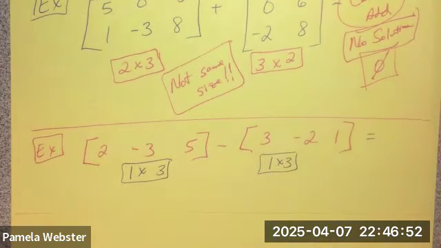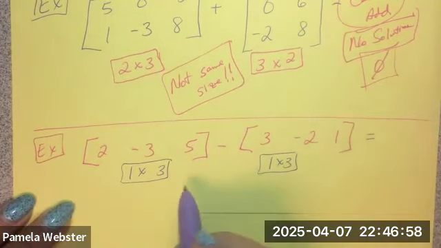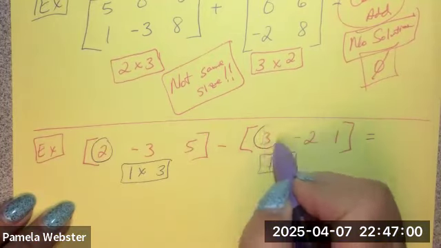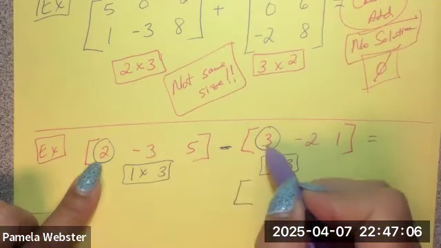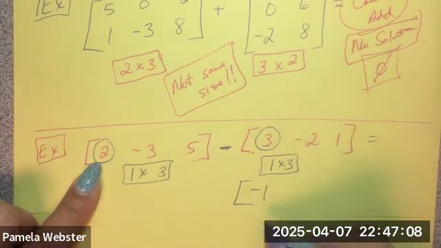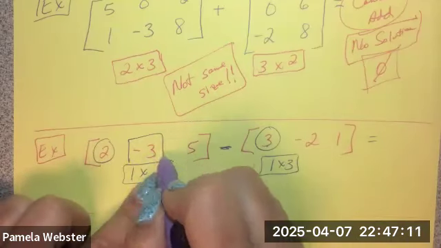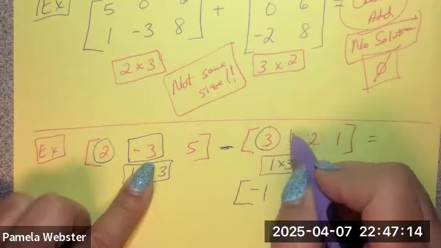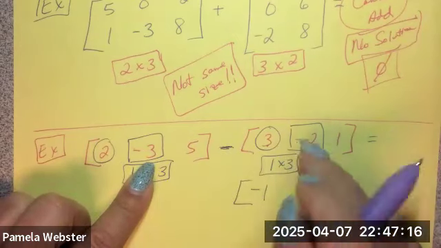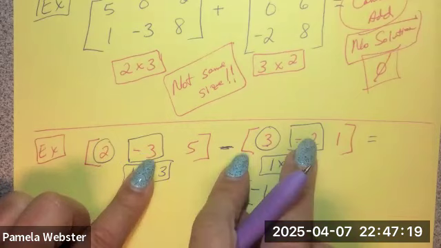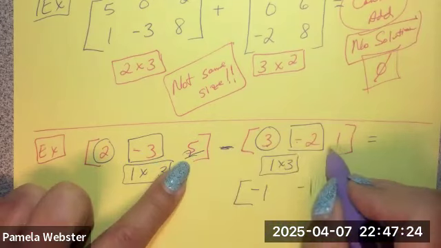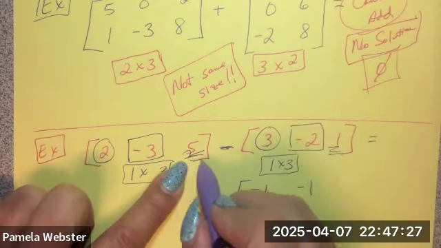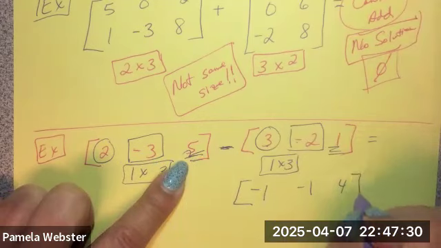Okay. So can I subtract these? And you should be saying, yes, Dr. Webster, I can subtract these. And again, we're going to go element by element, but we're subtracting. So be careful. It's 2 minus 3. What's that? -1, right? It's -3 minus -2. Be careful because a minus and a negative makes that a positive. -3 plus 2 is -1. And last I got 5 minus 1, 4.